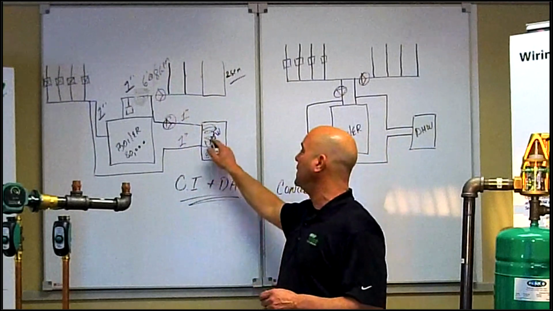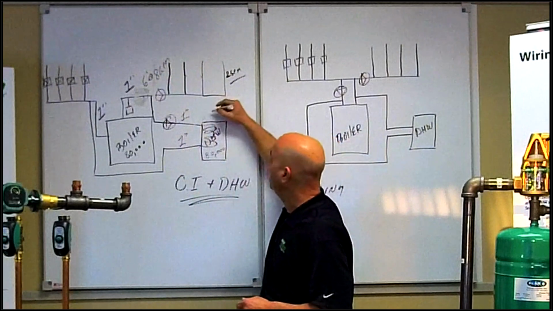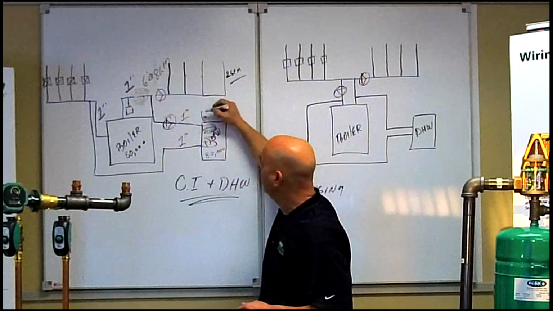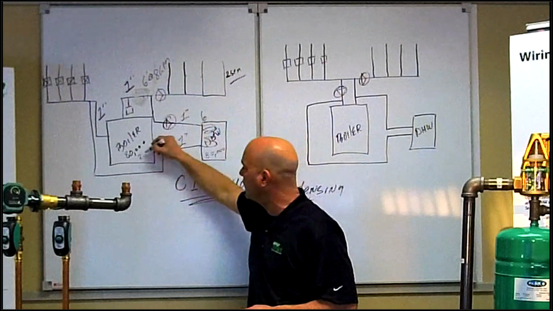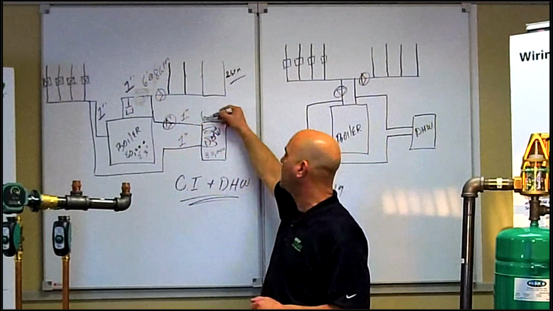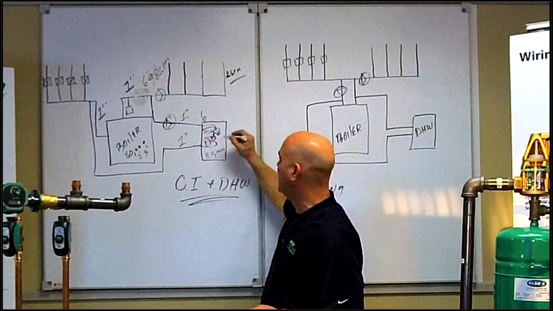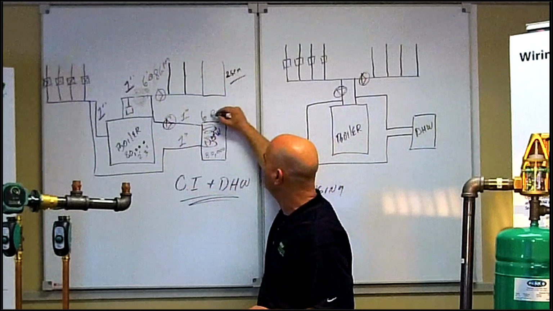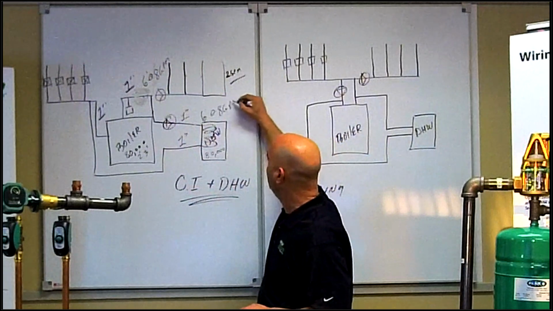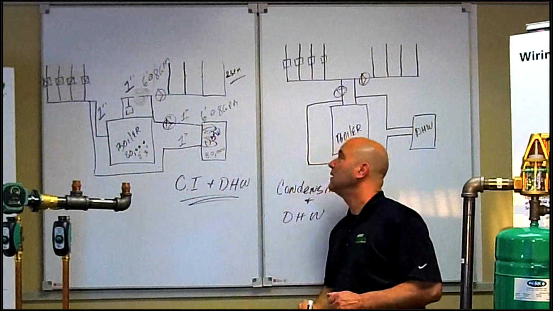Over here, we need to overcome 6 feet of head for the indirect. The boiler is 2 feet of head or 3 feet of head because it's cast iron. So we're going to have to overcome 6 feet of head, and we want to move 8 GPM to get full capacity here. That's what you would use to size this circulator.